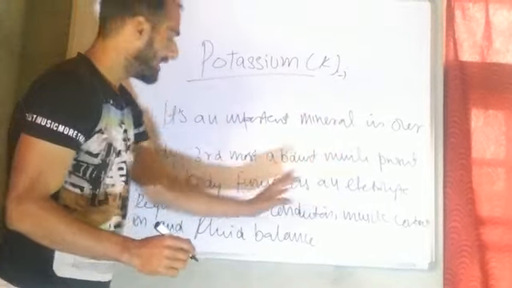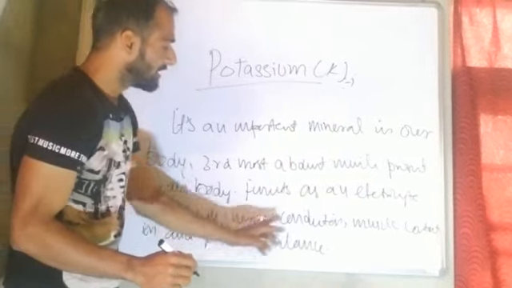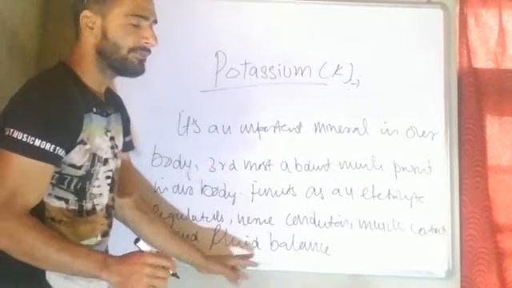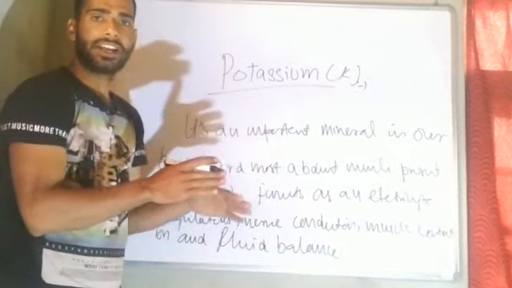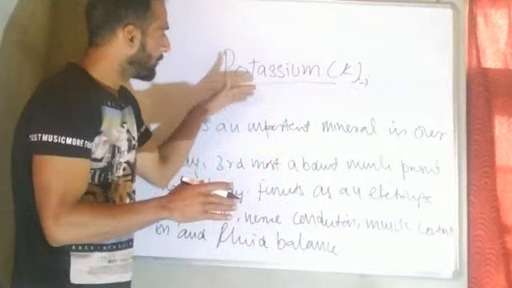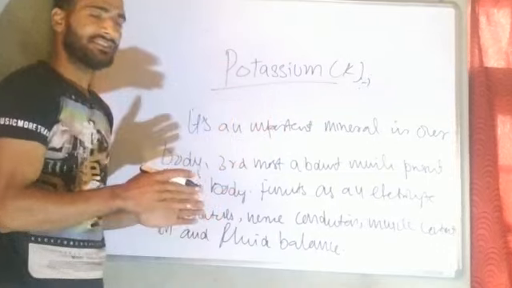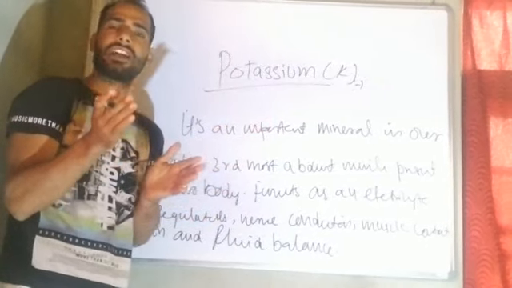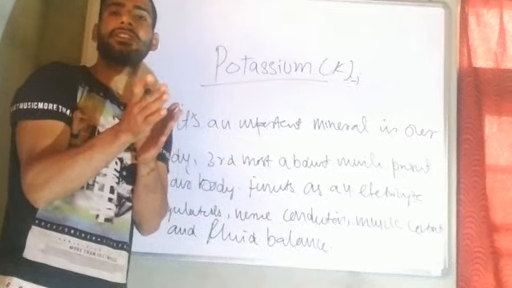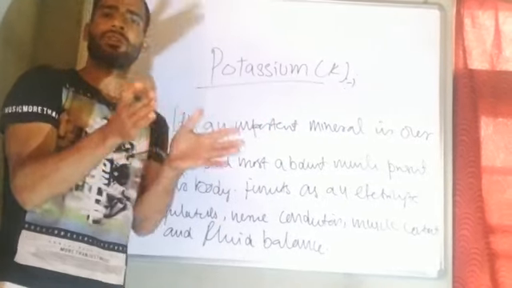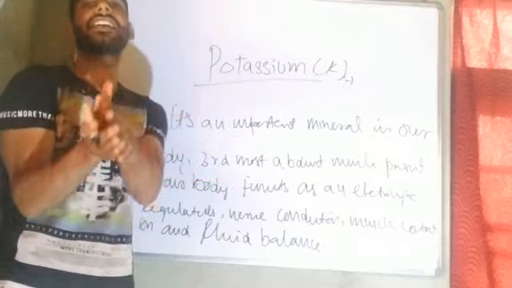Okay, so it is an important mineral in our body, third most abundant mineral present in the human body, functions as an electrolyte and regulates the nerve conduction, muscle contraction and the fluid balance. Okay, so we will talk about what is an electrolyte first, and then how does potassium function as an electrolyte. See, if we talk about an electrolyte, when it is dissolved into the water, it gets dissociated into an anion and a cation. Okay, a positively charged ion and a negatively charged ion.